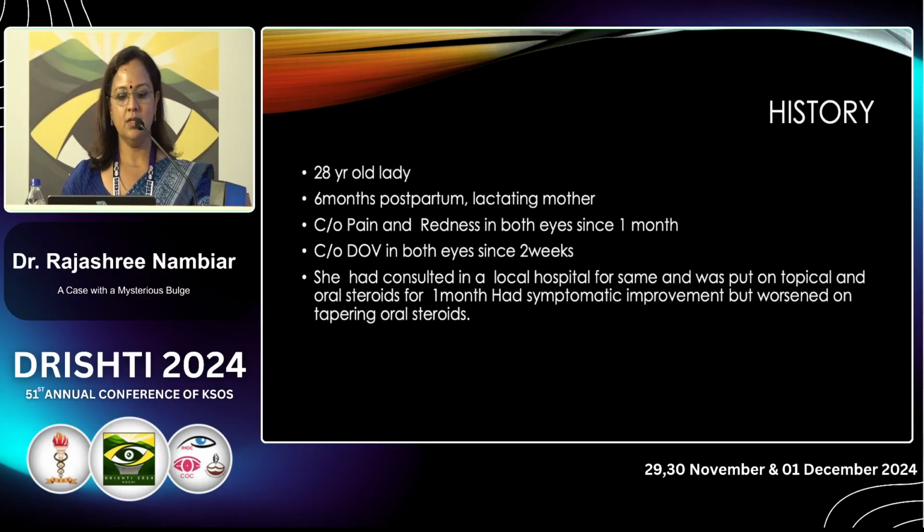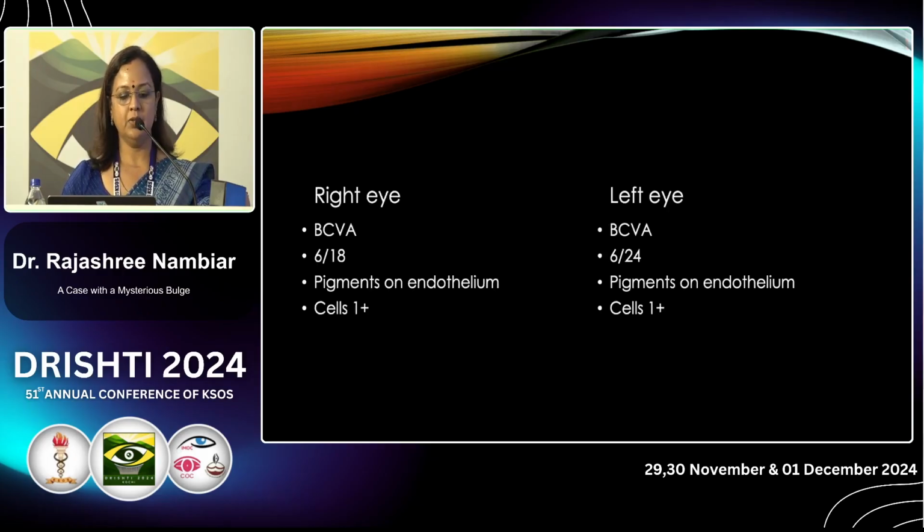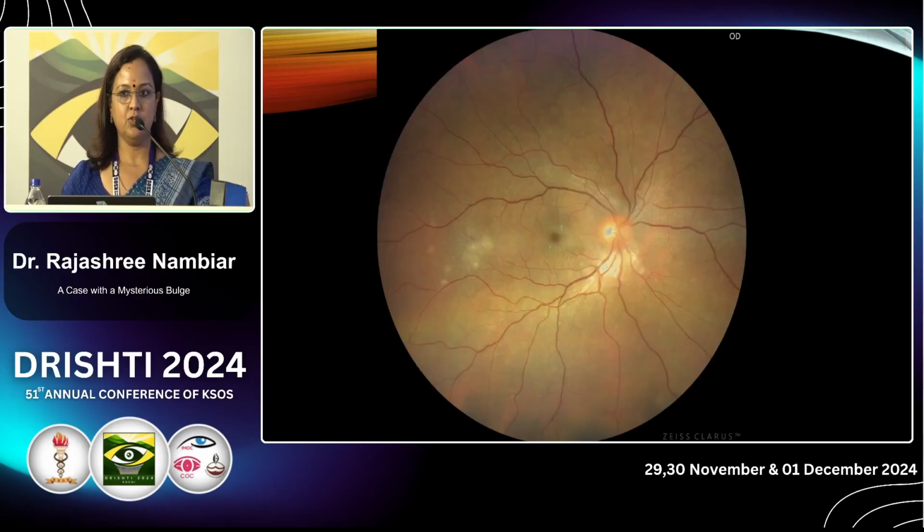She had consulted a local hospital and was started on topical and oral steroids, which were weaned off very early as the patient was lactating, and she had worsening of symptoms on tapering of steroids. Her visual acuity in the right eye was 6/18, left eye was 6/24. She had 1+ cells. This is the fundus picture of the right eye.